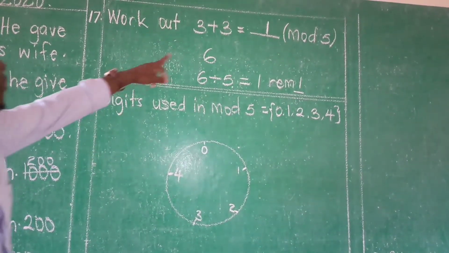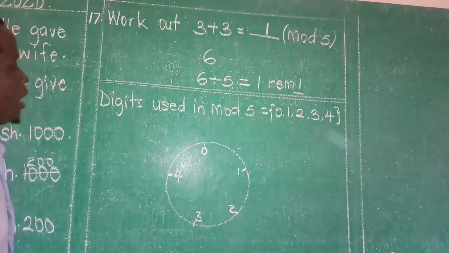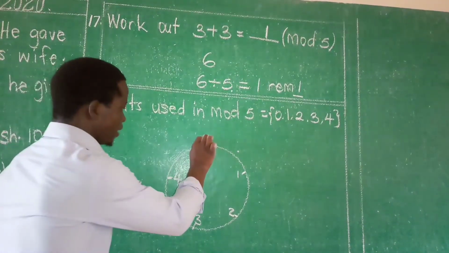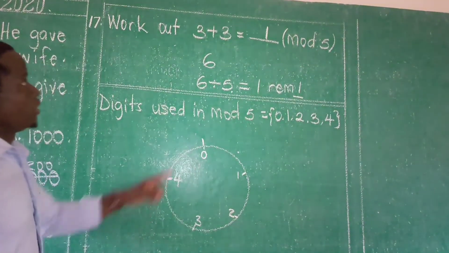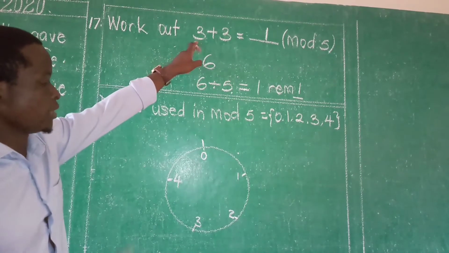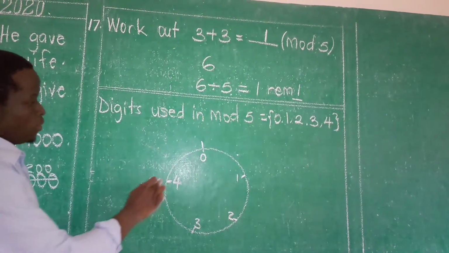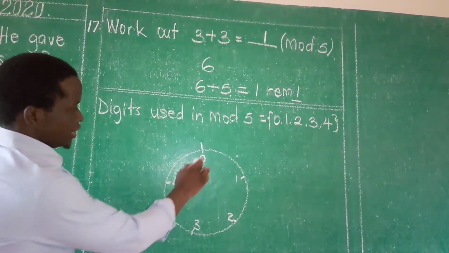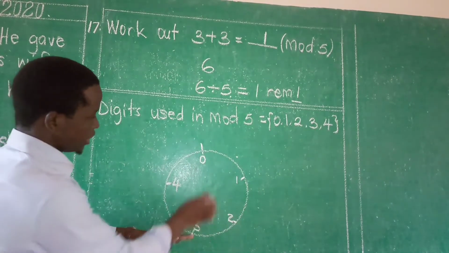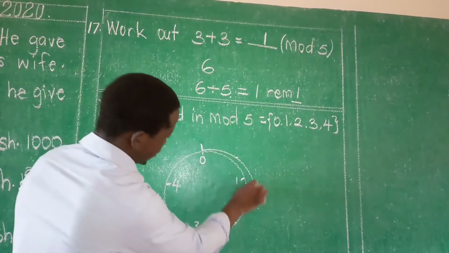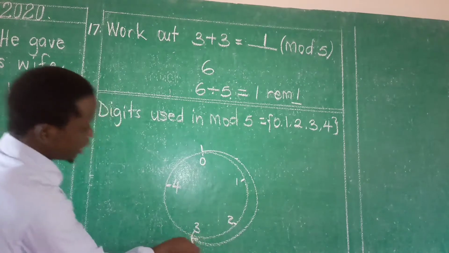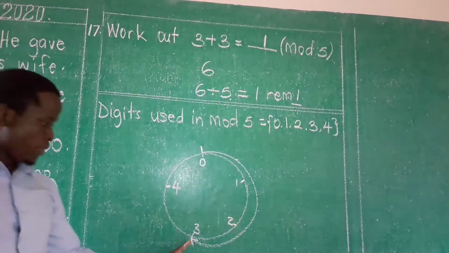Now we have 3 plus 3. The starting point is 0. You have to remember we start from 0 and move 3 steps clockwise. We count 3 steps and see where we're going to end. 1, 2, 3. We're going to end here. So we draw a curve up to there. We are now at this point.